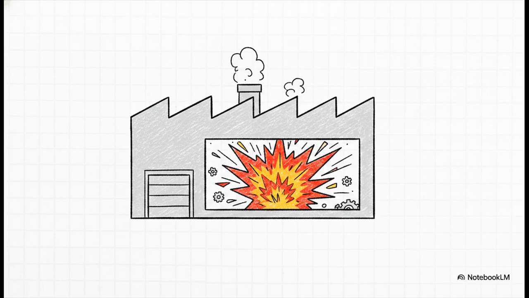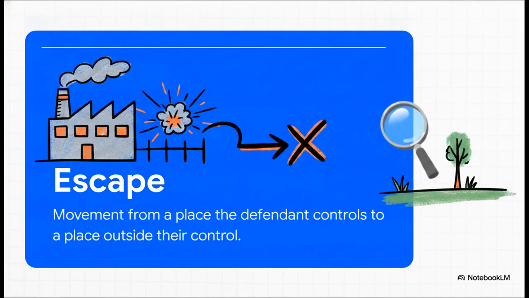The claimant obviously argued strict liability under Rylands v. Fletcher. But Viscount Simon and the House of Lords completely shut the claim down, and it was all based on this exact definition of an escape. It must be a movement from a place where the defendant has control to a place outside his control. Because that shell exploded inside the factory, the danger never actually left the defendant's property. There was literally no escape from the land, meaning the claim completely failed.